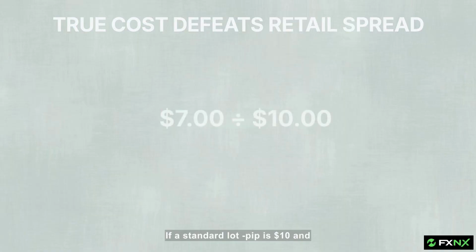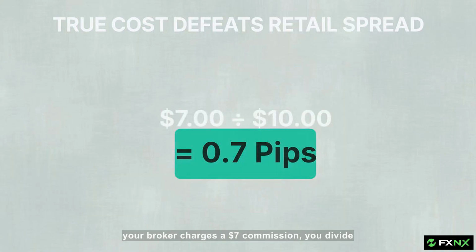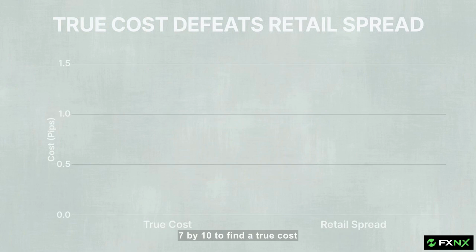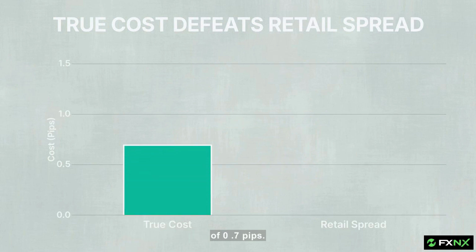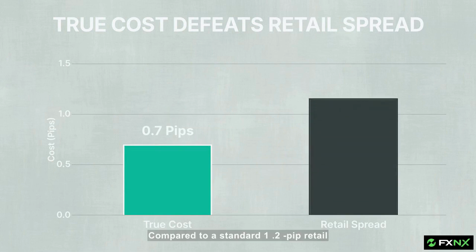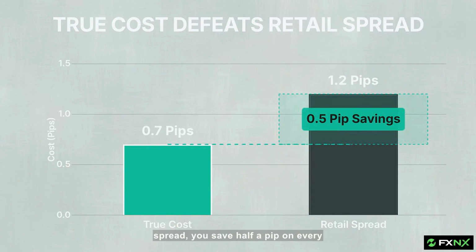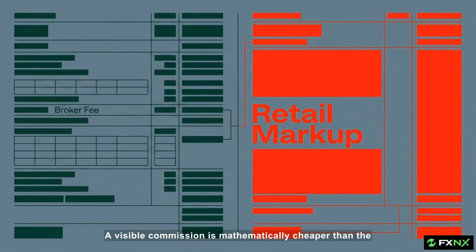If a standard lot pip is $10 and your broker charges a $7 commission, you divide 7 by 10 to find a true cost of 0.7 pips. Compared to a standard 1.2 pip retail spread, you save half a pip on every trade. A visible commission is mathematically cheaper than the hidden compounding cost of retail spreads.